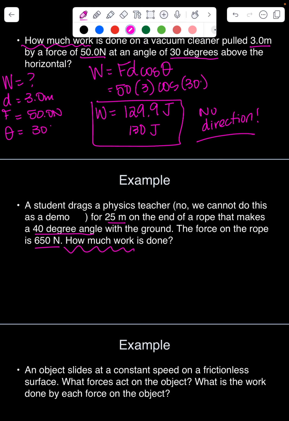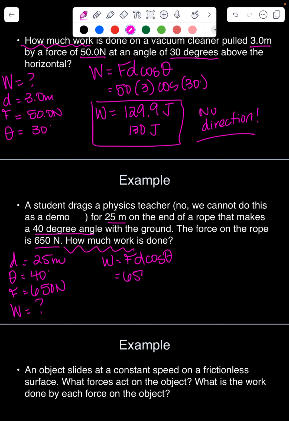All right, so once again, we write down all of our givens. Our first given is 25 meters. That's our distance. We know that the angle was 40 degrees, so that's our theta. And our force was a relatively large force of 650 newtons. I want to know how much work has been done. Okay, so we know that work is equal to force times distance, and because this is at an angle, we add that cosine of theta at the end, and we plug it in. So we have 650 times 25 times the cosine of 40 degrees.